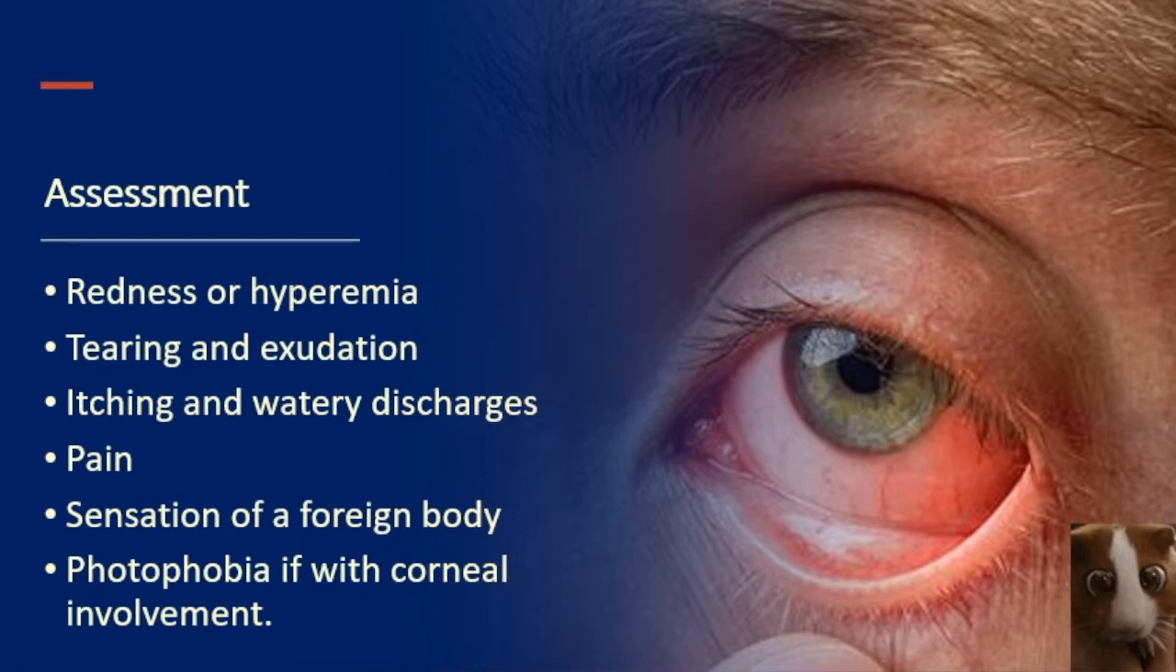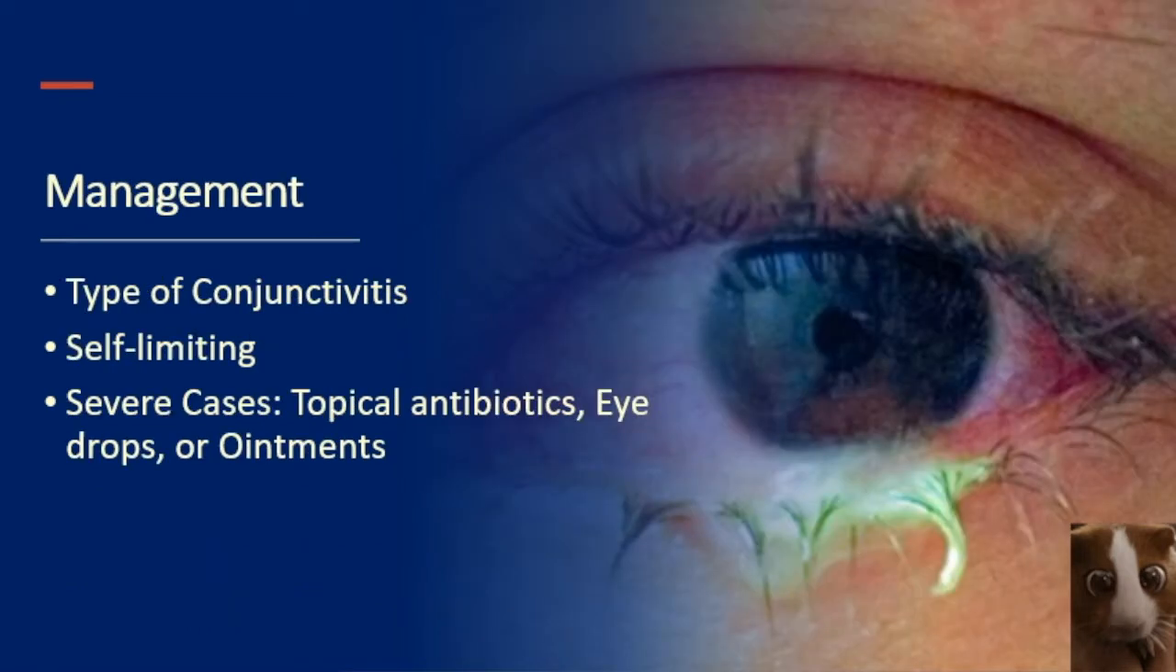So it would depend on the type. The management for conjunctivitis would depend on the type of conjunctivitis. So if we're talking about viral conjunctivitis, the tendency is that it will resolve on its own. It's considered to be self-limiting. But for more severe cases, you would need your antibiotics, eye drops, and ointments.